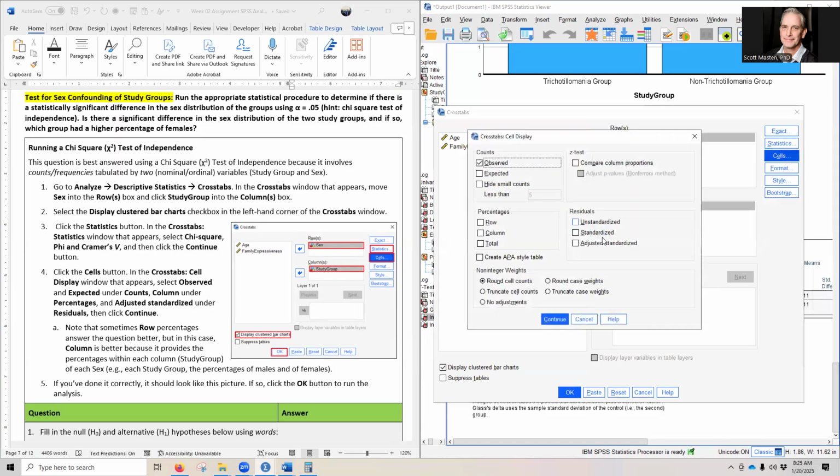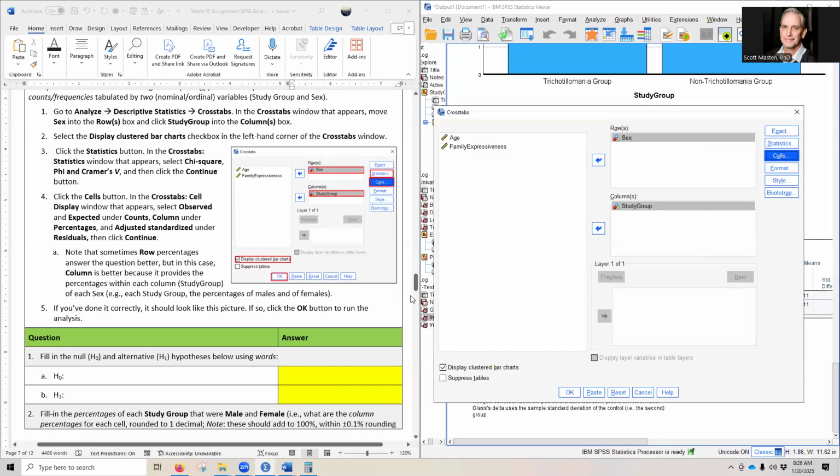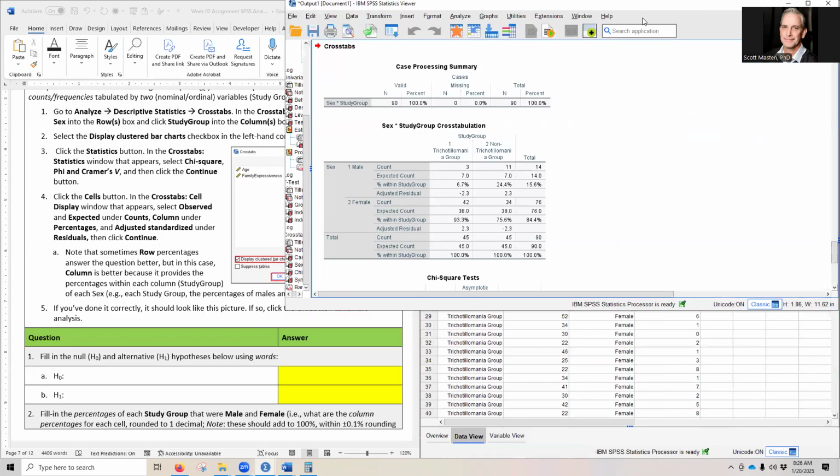And then under cells, first of all, I tell you to get the expected. So let's click observed and expected. But I tell you specifically to get the column percentages. You just got to pick, do you want columns or rows? But also I tell you to get the adjusted standardized residuals, which is the follow-up test for this particular stat, in case it's significant, to tell you where those differences are. So click continue. Little note here, sometimes rows is better. In this case, I'm telling you, go ahead and do column. Then when you're done, click OK to run your chi-square.